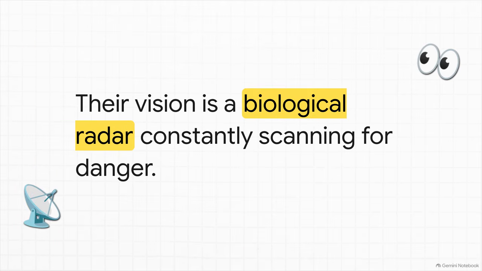Spotting danger quickly to survive. I want you to just think about the gravity of that statement for a second. That strange horizontal eye shape we looked at earlier, it is definitely not just some quirky aesthetic feature. It's a critical life or death survival tool. That wide field of vision is basically a built-in biological radar system. It's constantly scanning the horizon for predators, literally keeping them alive day after day.